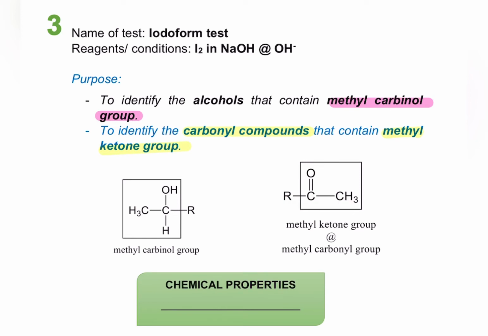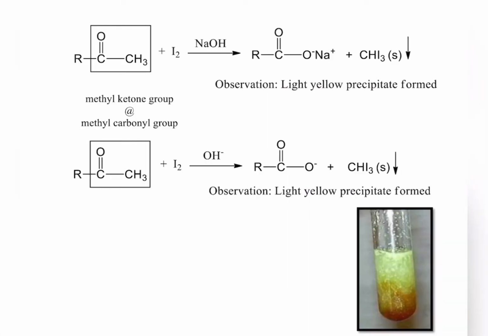So the chemical property in this part is the iodoform test. So how does the reaction happen? The first thing is to make sure your reactant has the methyl ketone group, or another name, the methyl carbonyl group. Same for both of them. Usually I will use methyl carbonyl group to make sure you understand there is a carbonyl group in the structure with a methyl group attached to it. So this is the general structure.